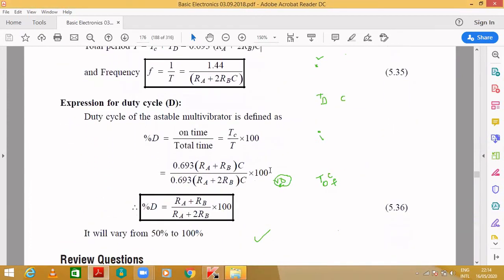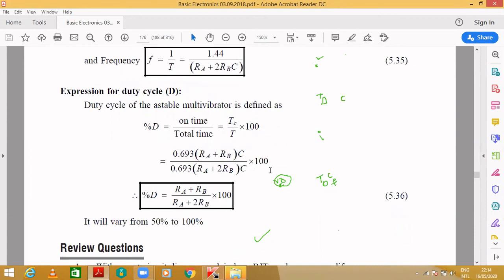So what is the duty cycle? The duty cycle for an astable multivibrator is defined as charging time by total time, that is on time over total time. By substituting the charging time, that is 0.693 into RA plus RB into C over the total time, you will be getting the percentage. It will vary from 50% to 100%. That's what I told, so you have three cases: less than 50%, equal to 50%, and greater than 50%.